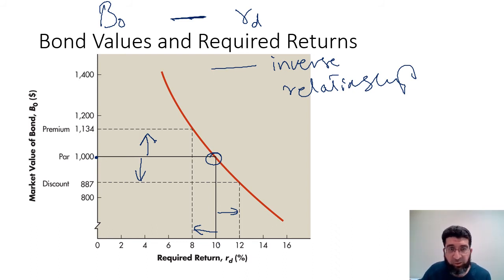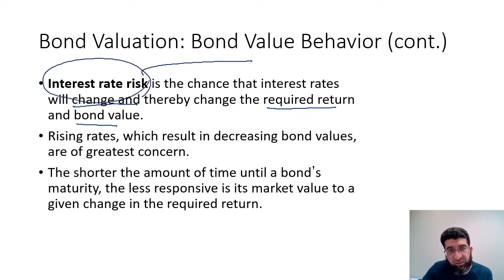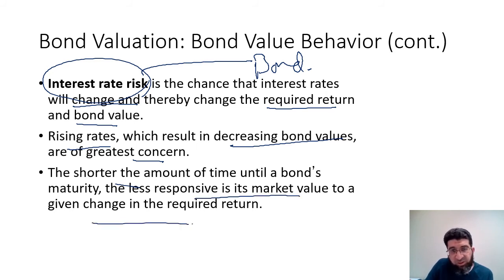You'll see that we have to calculate the duration and convexity, which are the risk measures of bonds, and they depend on the curvature of these curves. So interest rate risk is the chance that interest rate will change, thereby changing the required return and bond value. So this is one of the risks that bonds face. Rising rates, which result in decreasing bond values, are of greatest concern. The shorter the amount of time until a bond's maturity, the less responsive is the market value to a given change in the required return.